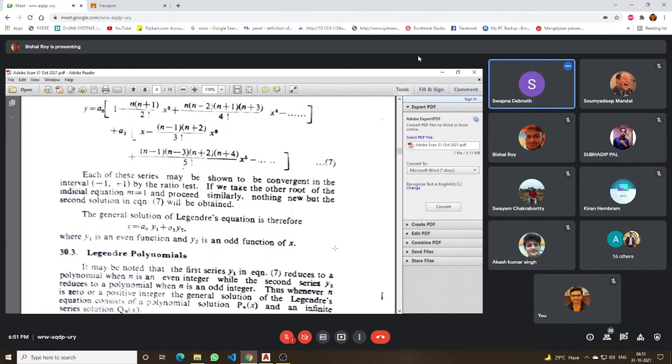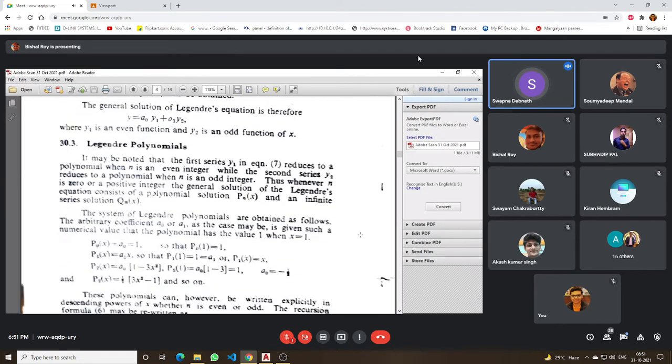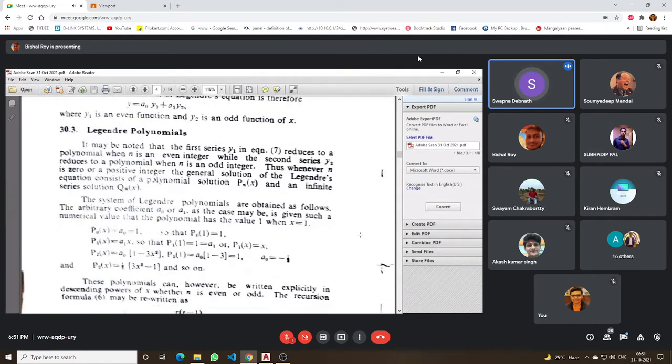Therefore, for any positive integer n, the solution consists of a polynomial and an infinite series. This polynomial is known as Legendre polynomial, that is Pn(x). Now we can see from the solution P0(x) is equal to a0, that is equal to 1. Therefore, P0 at x equal to 1, P0(1) is equal to 1, and so on. P1(x) is this, P2(x) is this, and so on.